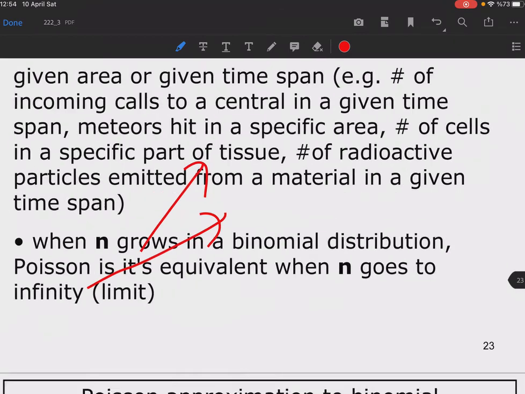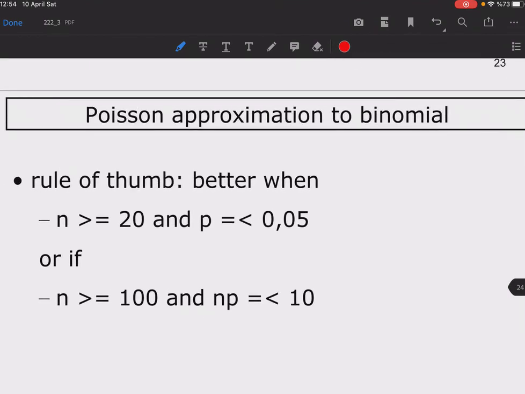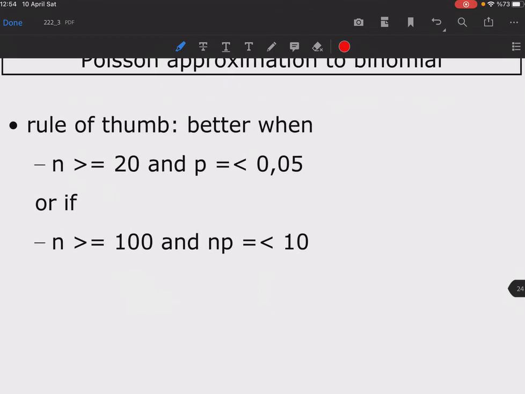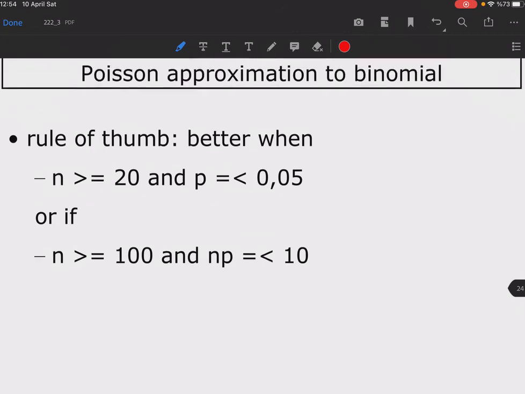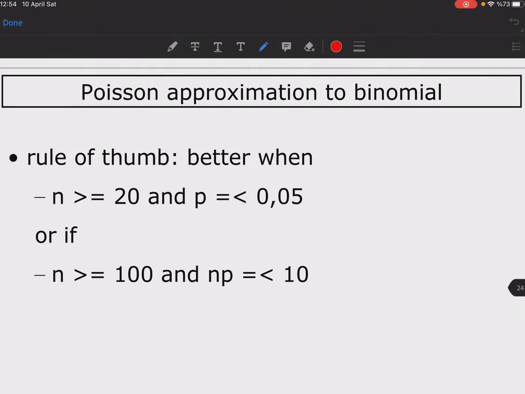And maybe you have already noticed: when can we go ahead and use binomial calculation directly, or when can we switch to Poisson? There is a rule of thumb here. If your trials are more than 20 and the probability of occurrence of what you're looking for is less than 5%, it is a good idea to use Poisson rather than binomial. Or, if your trials are more than 100 and your n times p is less than 10, again it would be convenient to use Poisson over binomial. These are some threshold values that you can use to make a decision.